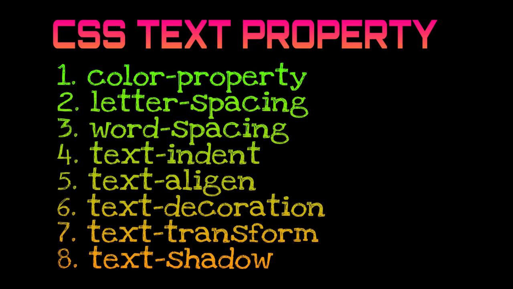There is color for the text, this is for letter spacing, this is for word spacing, and this is for text indent. For example, if you want to shift a line of text from the starting point, you can use text indent. Text align is basically used for the position setting, and then there are text decoration, text transform, and text shadow. All of these categories we will go through in practical.